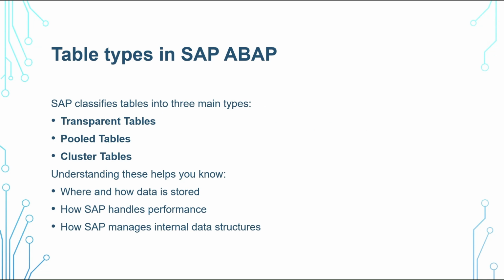Table types in SAP ABAP. In SAP ABAP, database tables are categorized based on how they store data and how they are mapped to the underlying database. SAP classifies tables into different types. Understanding these table types is important because it helps us know where and how the data is stored, how SAP handles performance, and how different internal SAP components manage data behind the scenes. SAP provides three main table types in the ABAP dictionary: transparent tables, pooled tables, cluster tables. Let's go through each of them.